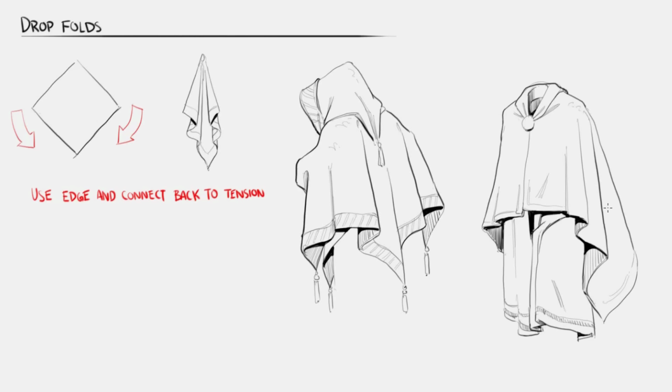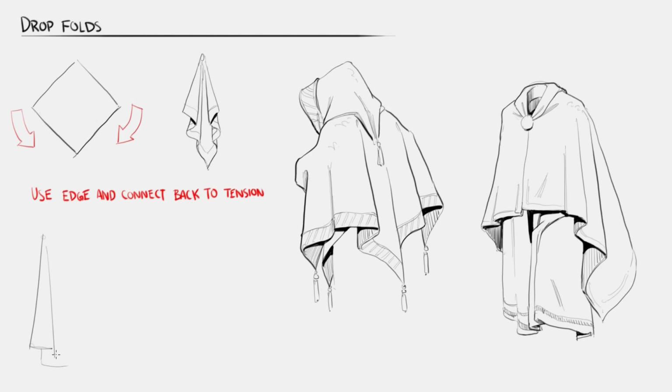In the following sketch, a skirt is going to be outstretched between two hands. The fabric that's on the left is experiencing only one tension point, which is going back to the hand, so it creates a drop fold. However, the fabric between the hand and the waist is experiencing two points of tension, so it creates a diaper fold, which we're going to talk about in the following section.